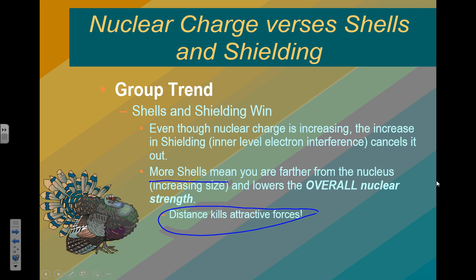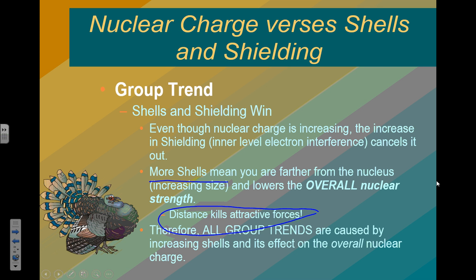Now, just like with the period trend, same thing is going to happen here with the group trend. All of our group trends then are going to be caused by the fact that we're increasing our number of energy levels. So all of our group trends are going to be caused by increasing shells and its effect on really what it does to the nucleus's ability to hold on to things when they're farther away.